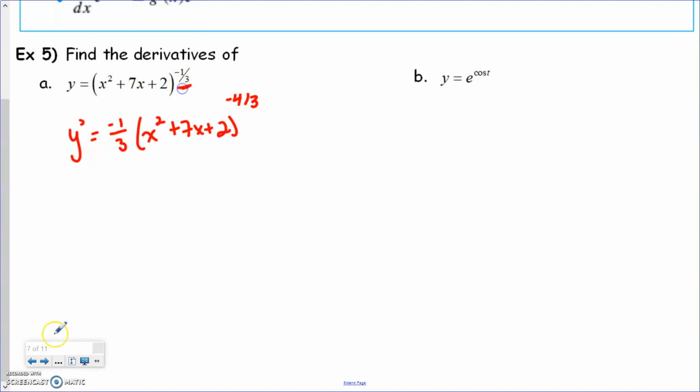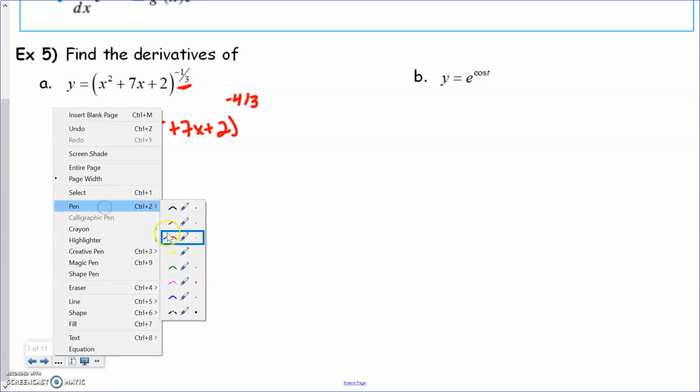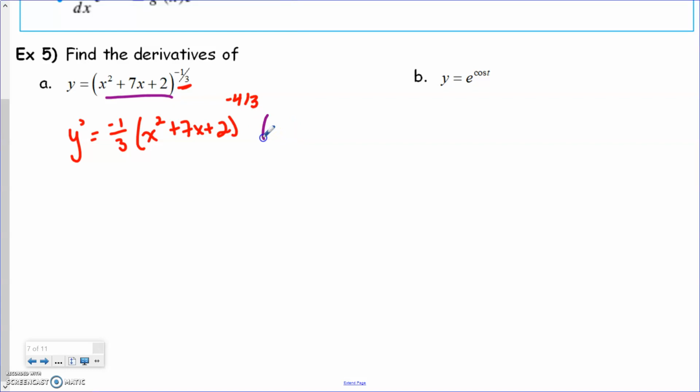So that's my outer function dealing with that part. My inner function is in here. So x squared, derivative is 2x. Derivative of 7x is 7, and then derivative of 2 is 0.